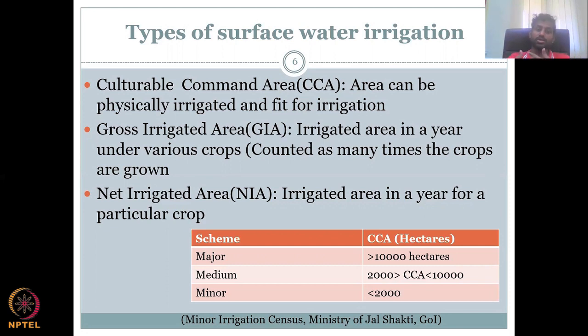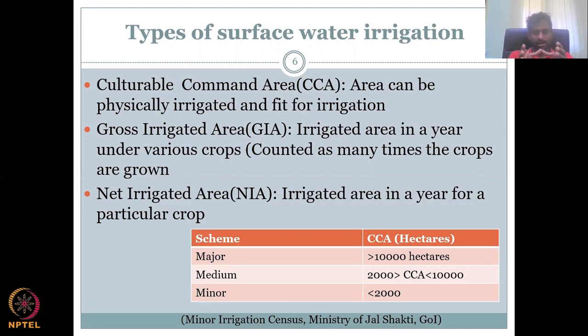And they have to see how much of the command area is culturable. Then we have the gross irrigated area, GIA, which is the irrigated area in a year under various crops. So inside the command area, you will have an area which is irrigated. And the gross is the addition of all the irrigated area for multiple crops.